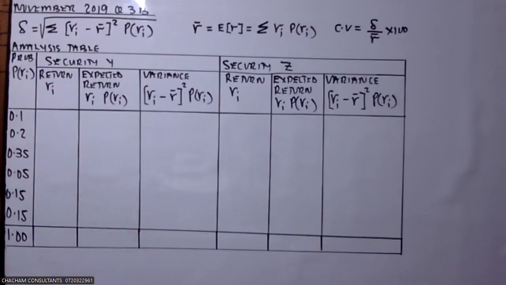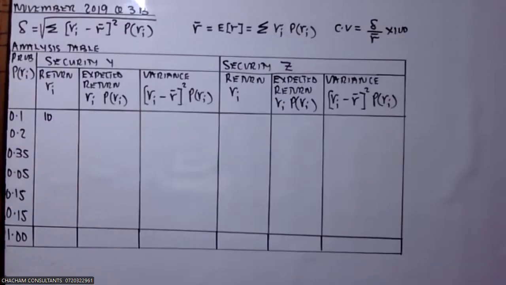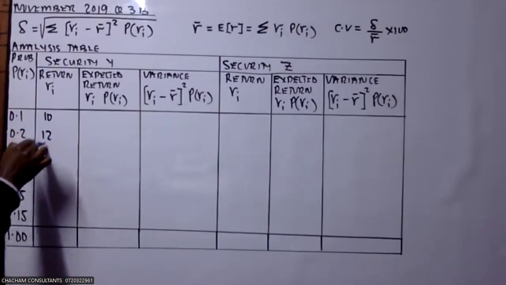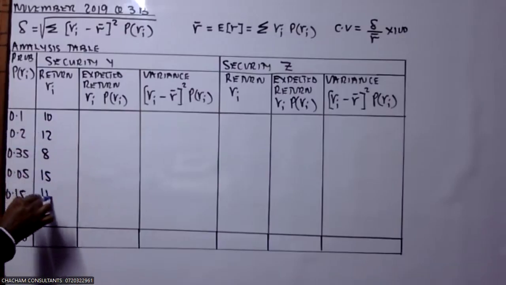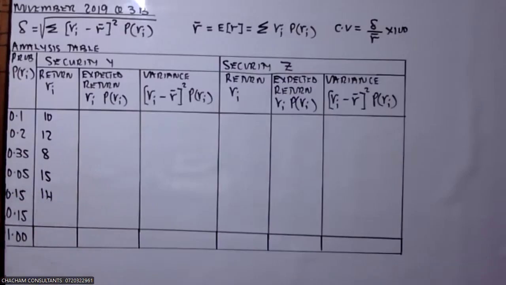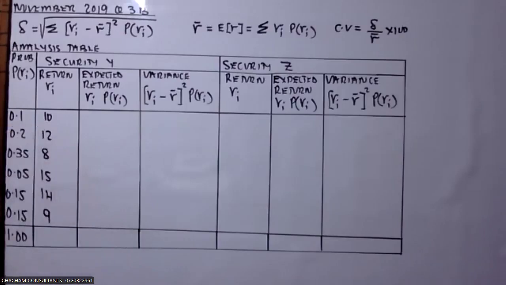Security Y, the returns are 10. We have 12. We have 8, 15, 14, and 9. Now, what I want us to do is to multiply. So multiply this by this. 0.1 times 10. Give me the answer.